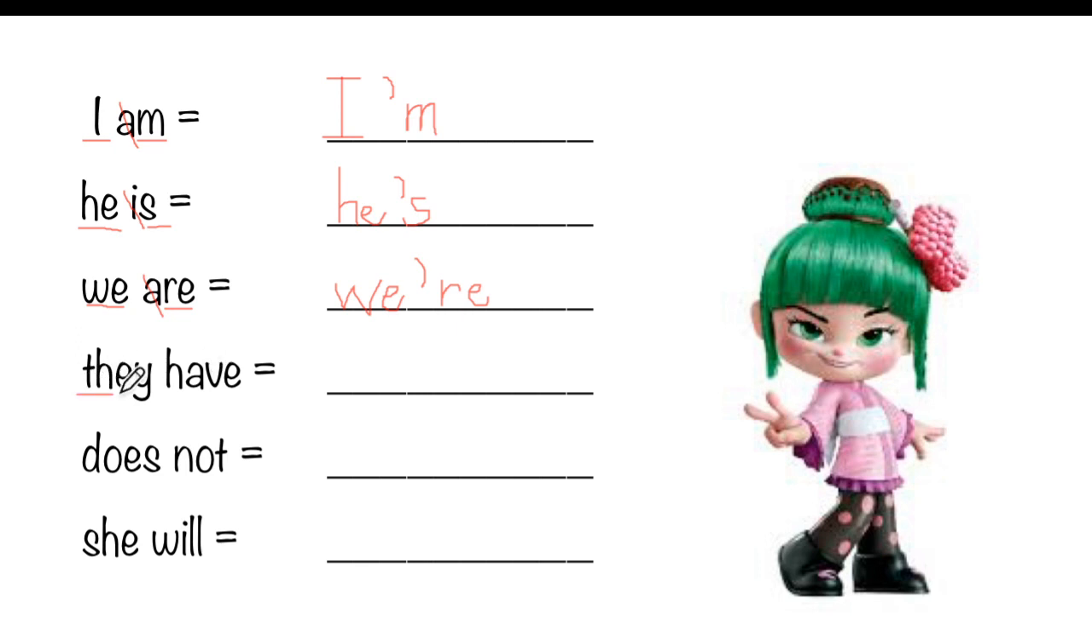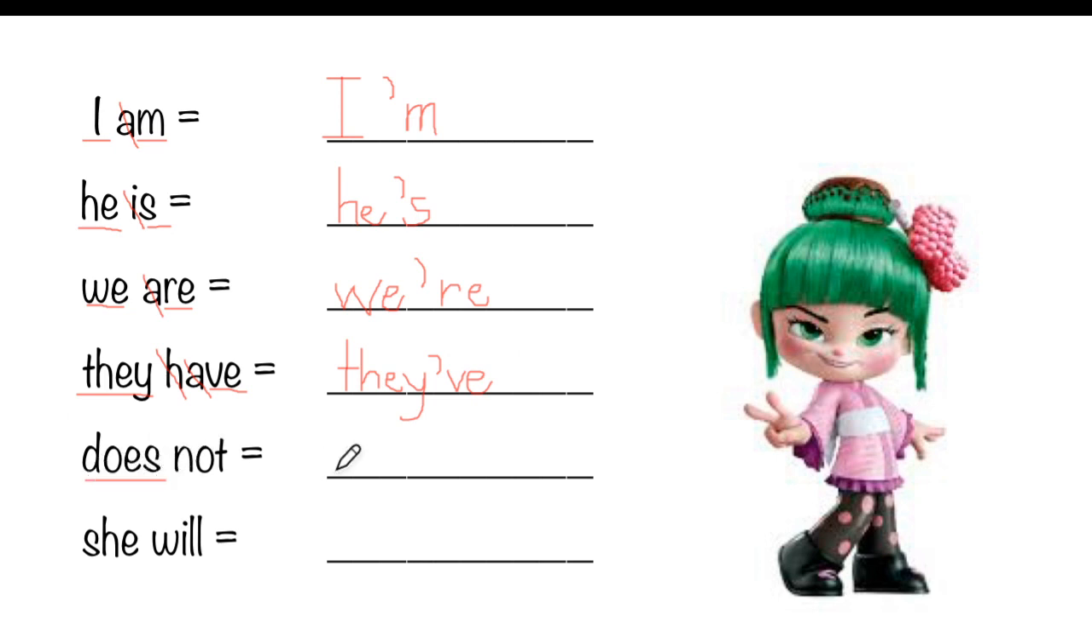They have. The first word always stays the same. So copy the word they. Now we will add have. Which letters do we take away from have? H and A. Replace them with an apostrophe and copy what is left, V and E. They've.